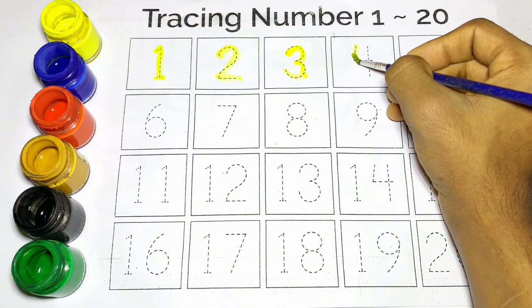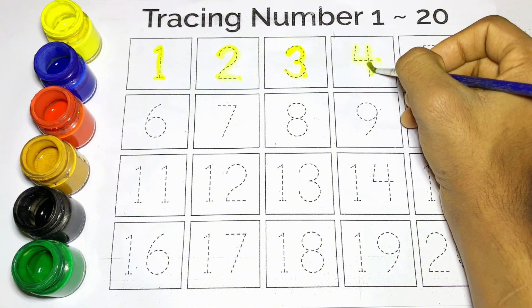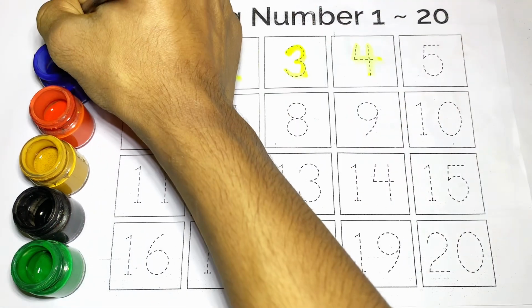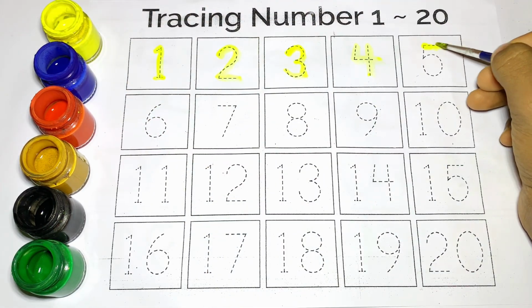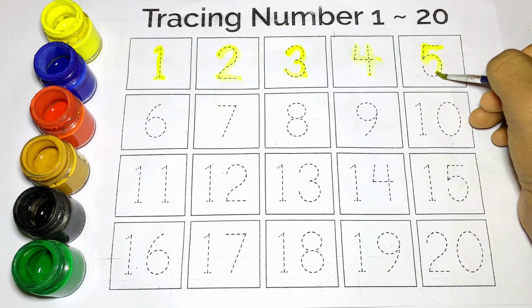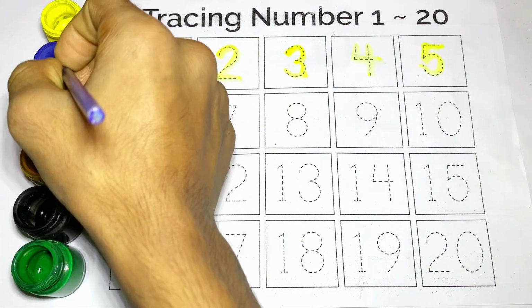4, the numbers of 4. Kids, now draw 5, and again use yellow color. Kids, now draw 6, the numbers of 6, and use blue color.